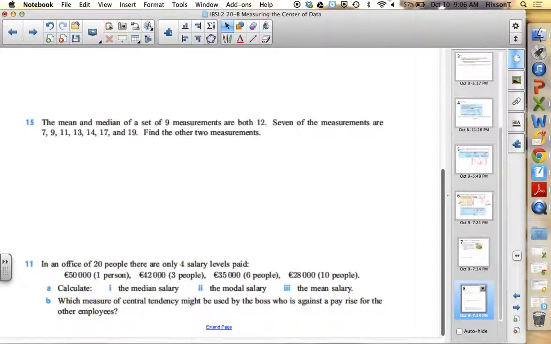So we have euros, and we're looking at people's salaries, okay? And then there's also a little analysis question that's kind of interesting to think about. And you could kind of think about it in the opposite way. Once you calculate the median, mode, and mean, think about it the opposite way. What would the employees want to use to try to prove that they should get a pay raise?